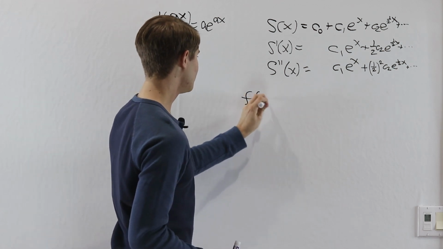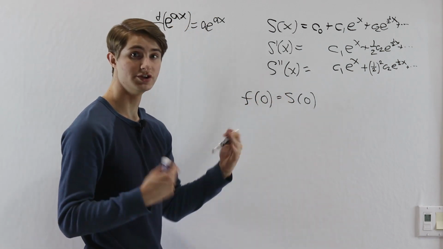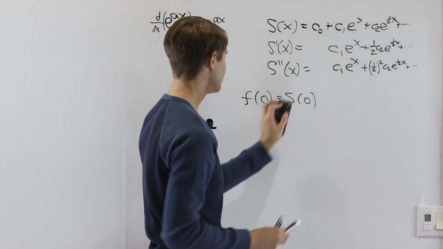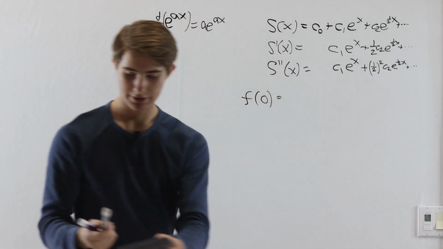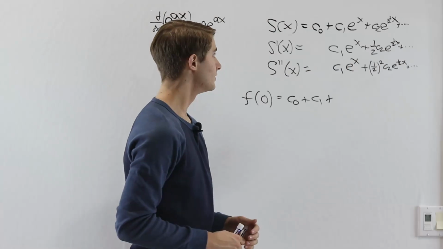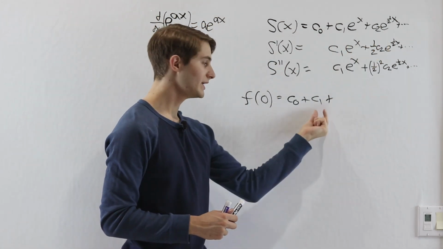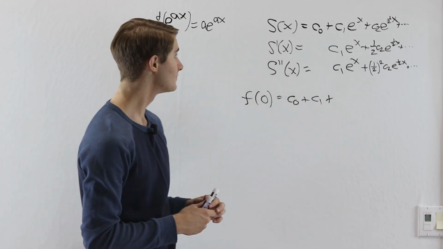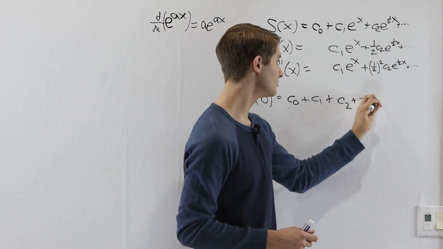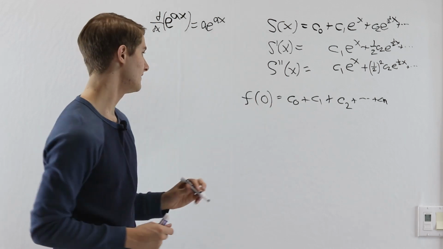For example, we want f of 0 to equal s of 0. This is the 0th derivative, and we know that s of 0 is going to equal this thing, evaluated at 0. If we evaluate it at 0, we're going to get c0 plus c1. We'll notice e to the 0 here is 1. E to the 0 here is 1 as well. So we're just going to have c1, not multiplied by anything else. And then we'll add c2, and so on, and that's going to go up to c sub n, if we're looking at the series of order n.